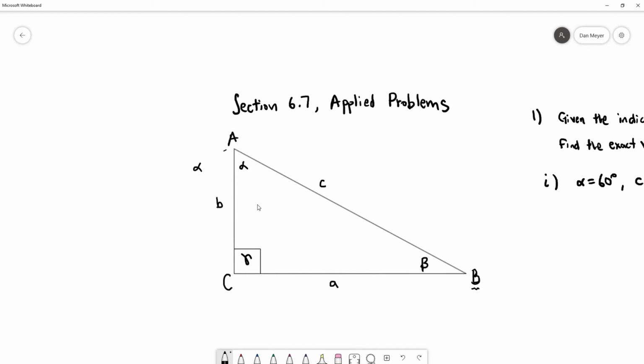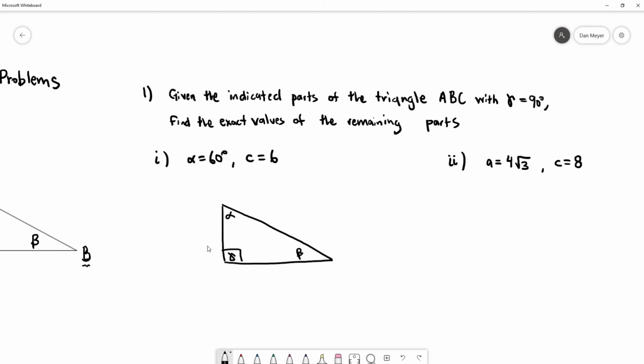Given the indicated parts of the triangle ABC with gamma equal to 90 degrees, find the exact values of the remaining parts. All right, so we're going to start with our right triangle. The only angle that really matters is gamma. The other two, alpha and beta, don't really matter. But for a right triangle, c is always going to be the hypotenuse. a is the side opposite angle alpha, and b is the side opposite angle beta.